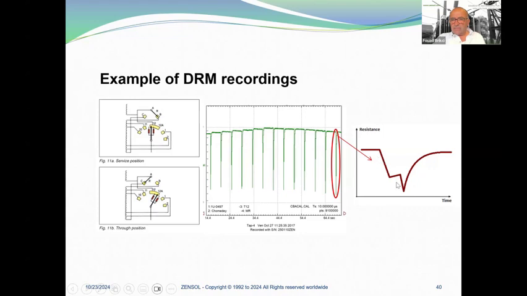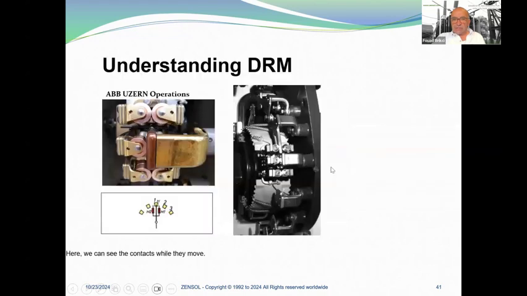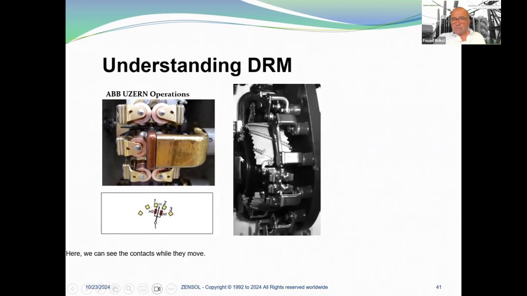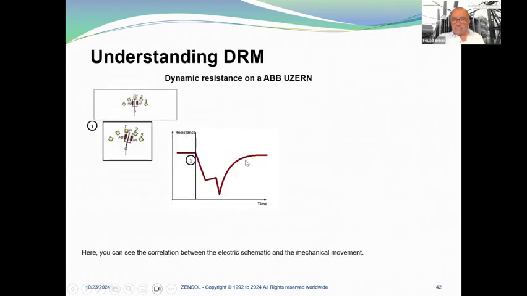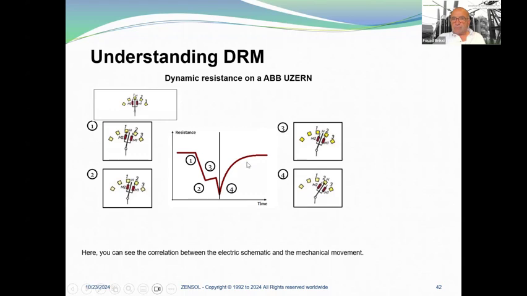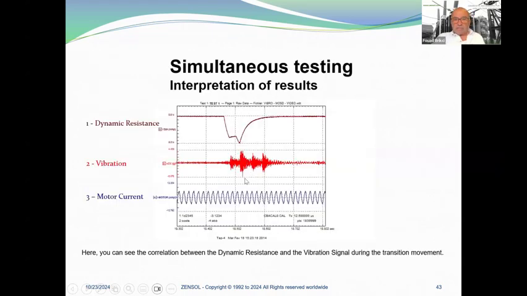I'm sure that you are familiar with this curve that shows the contact transition. Here you can see the contacts while they move. And here you can see the correlation between the electric schematic and the mechanical movement. And here you can see the correlation between the dynamic resistance on the top, the vibration signal in the middle, and the motor current during the transition.